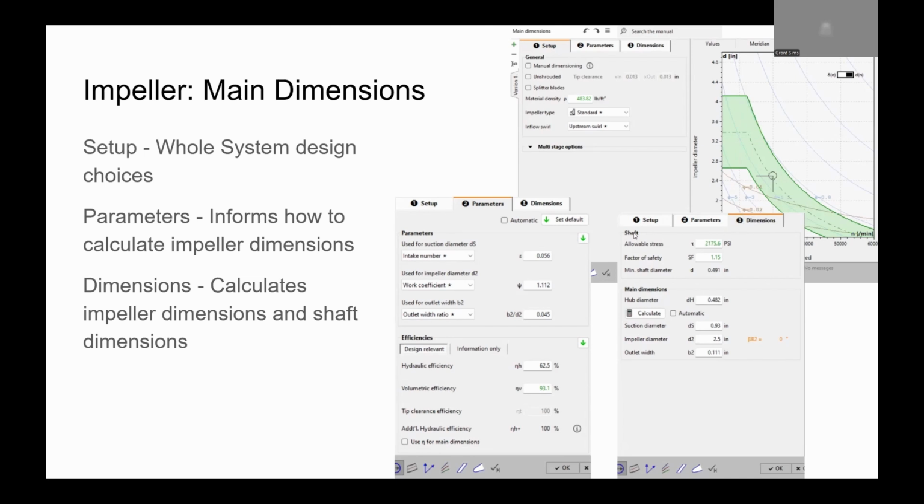So here we have our shaft calculations. We have allowable stress, factor of safety, and then it calculates a minimum shaft diameter for you. And then I don't know if we want to go larger for the shaft that we're sending to the motors. I think that's more the shaft people. Is that allowable stress from material property?